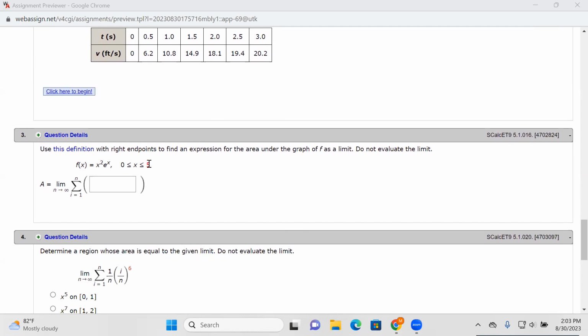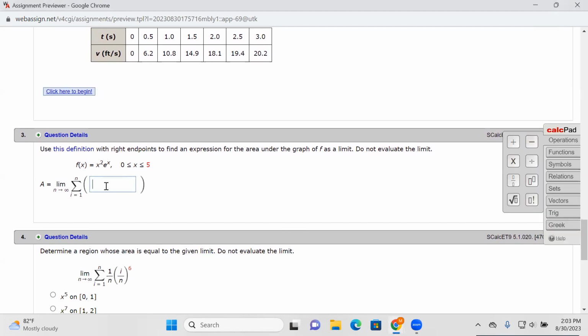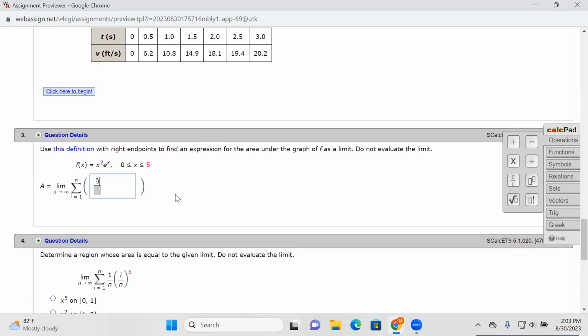With this one here, we've got x between 0 and 5. So we know for sure, I'm not an expert with this one, but we know for sure 5 over n is coming in as the width of our rectangle. And then what's our other piece?